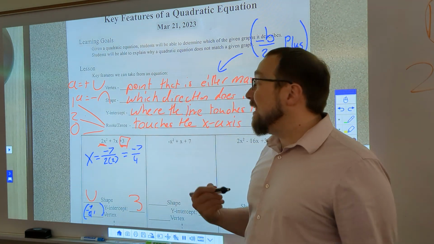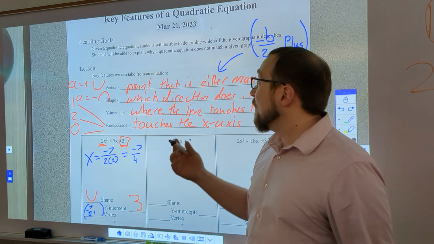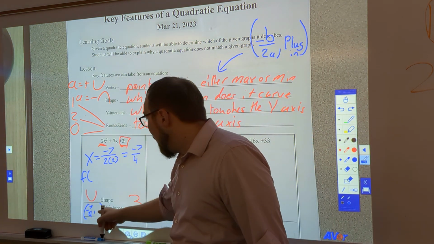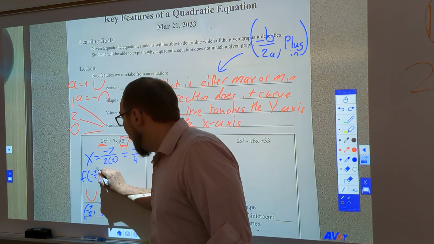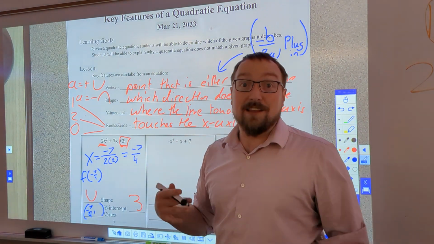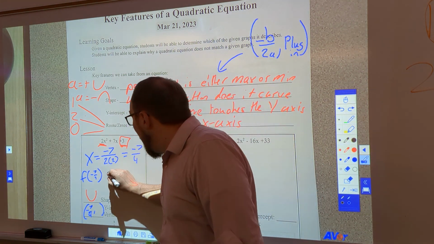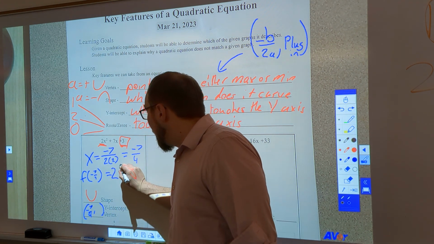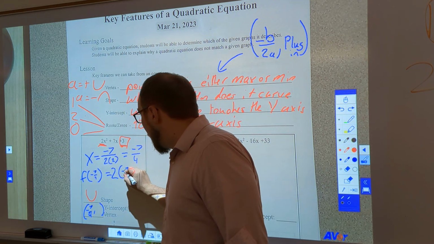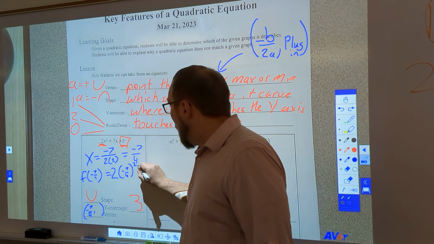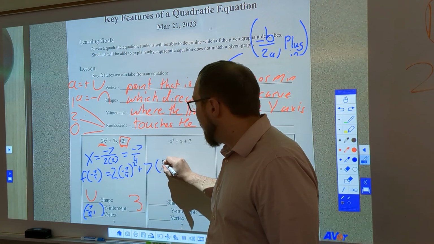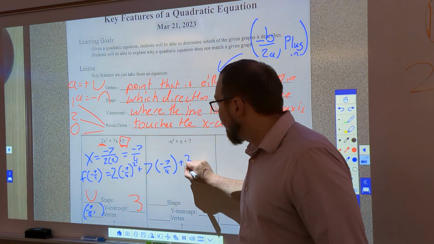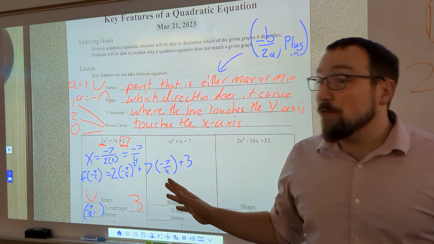For the y part, we need to plug this in. So what I'm going to do is rewrite my equation where I'm plugging in negative 7 over 4. Luckily, I can use my calculator for this, and it'll help out a lot. So we end up with 2 times x squared, well, that's negative 7 over 4 squared, plus 7 times negative 7 over 4, plus 3. And to figure this out, I'm going to use my calculator.